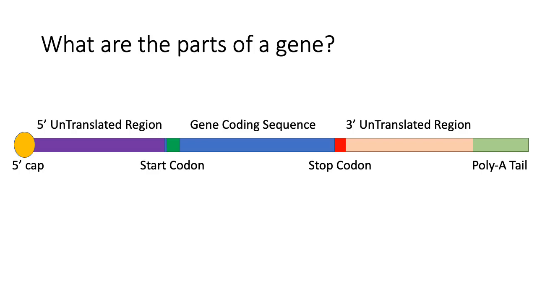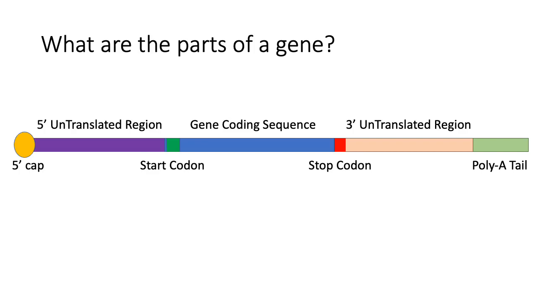Untranslated region is very tedious to say over and over again. So very few people actually say that out loud. They are referred to as the 5' UTR and the 3' UTR. U for un, T for translated, R for region. UTR. Together, they are referred to as the UTRs.